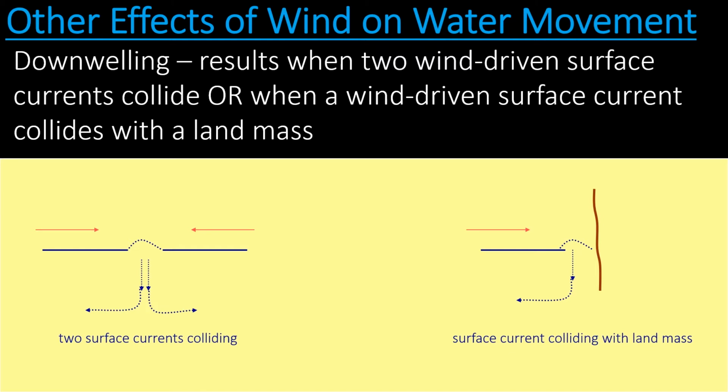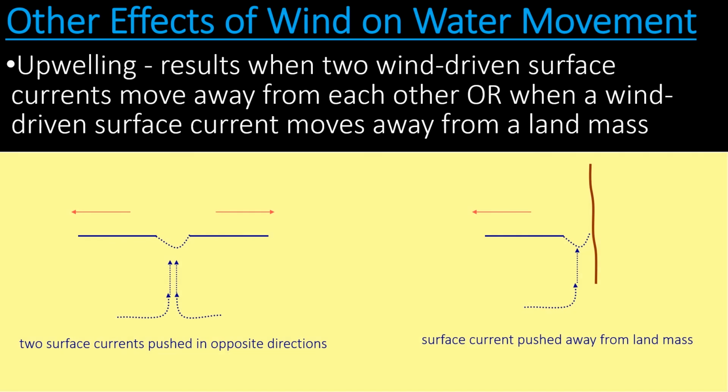So some other effects of wind on water movement. You have downwelling, which is a result when two wind-driven surface currents collide, or when a wind-driven surface current collides with a landmass. And so this can cause them to, when the wind-driven is being pushed together, pushing some of that current under. Then we have upwelling, which is the result when two wind-driven surface currents move away from each other, or when a wind-driven surface current moves away from a landmass.